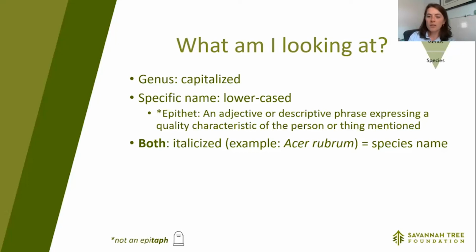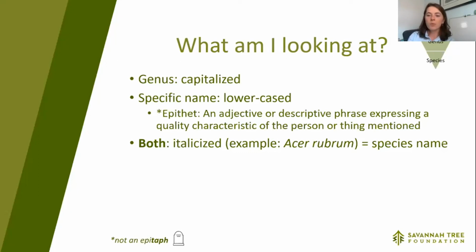The genus is capitalized and the species is lowercase, and the whole word is italicized. So the genus is the capitalization and the species epithet. I'll correct myself there. Both of them together make the species name. And so the whole word is italicized, and it's just that simple.